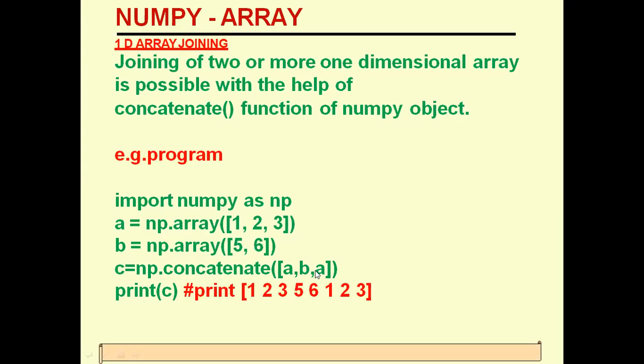Then again it is written as a. It will display 1, 2, 3. So this is the first a, this is b, and this is again given as a. All the values which are stored in these will be printed here. By using concatenation, it will join all the elements which are stored in the arrays.